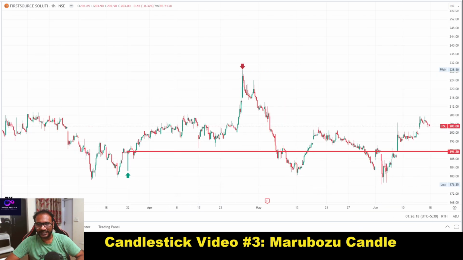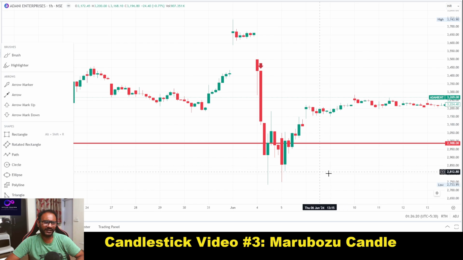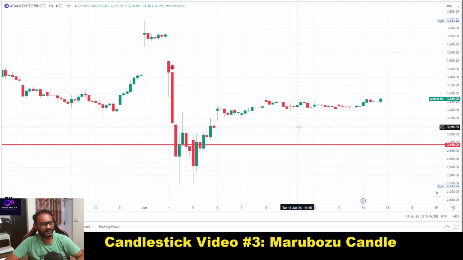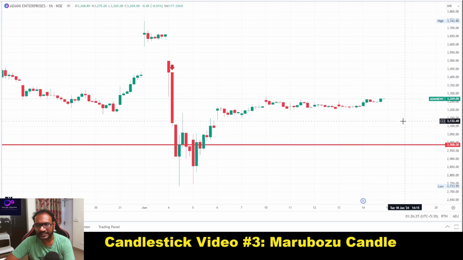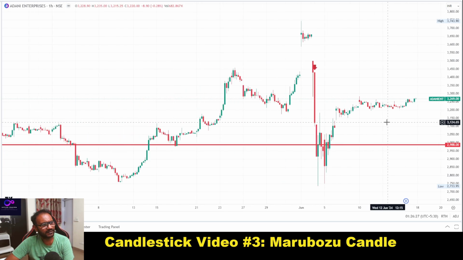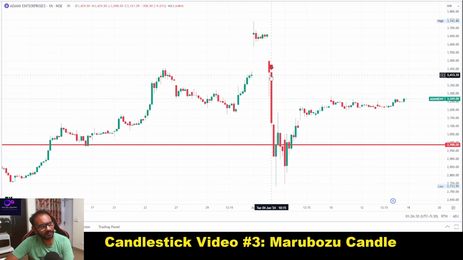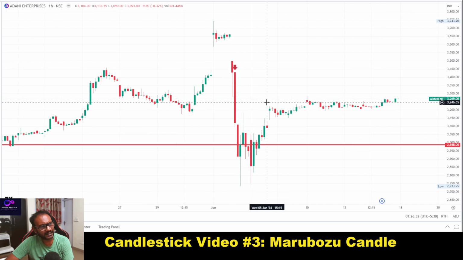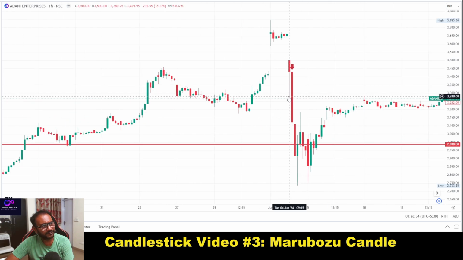Let's get into Adani Entertainment now. So here again, okay, where is it trading currently? 3269. Let's go back and check. Okay, here is one Marubozu candle. I wouldn't consider the first candle as a Marubozu because the wick is so long that it cannot be considered a Marubozu candle. But this one is certainly a Marubozu candle, right? Absolutely a Marubozu candle.